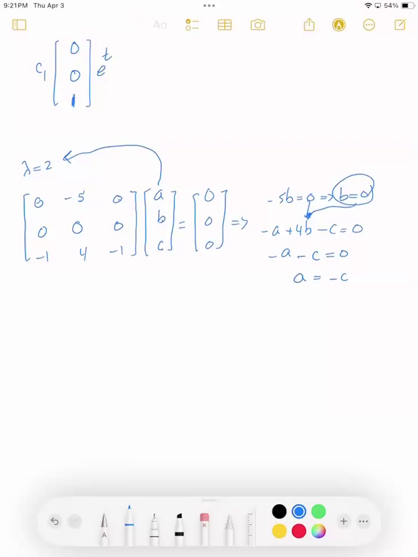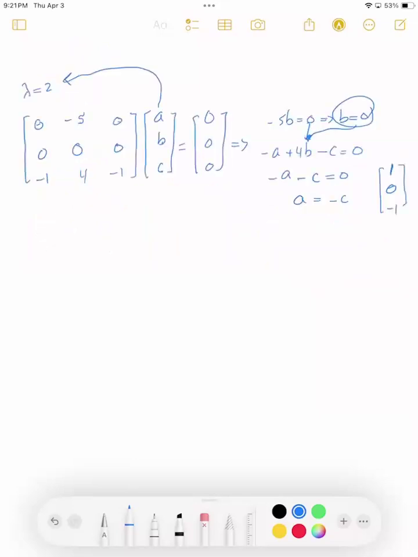So what kind of vector do we get for this one? One of the possibilities is when B is always going to be 0. But then if I let C, for instance, to be negative 1, then A is going to be positive 1. So that's one possibility.